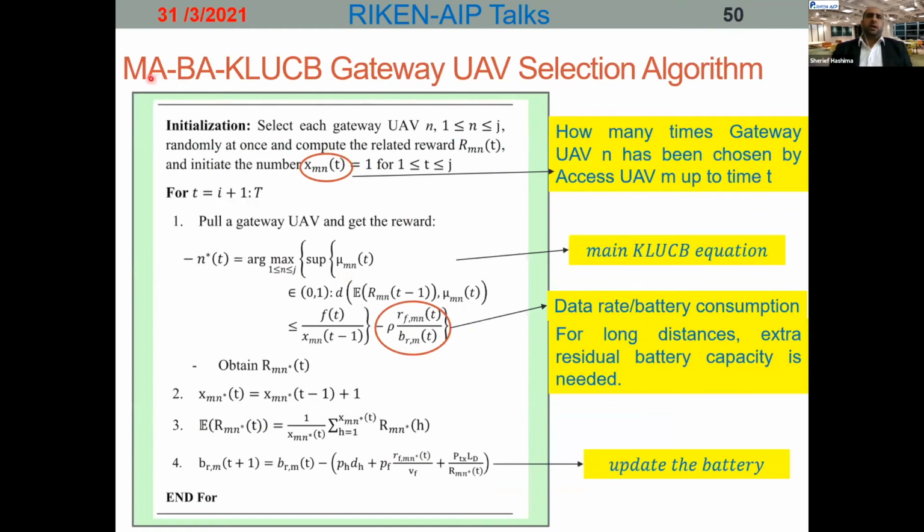Now the multi-agent battery aware KL-UCB gateway UAV selection algorithm. Here we added the term which reflects the battery consumption if we choose a specific M gateway for an access UAV. And also this is the battery update equation discussed previously.